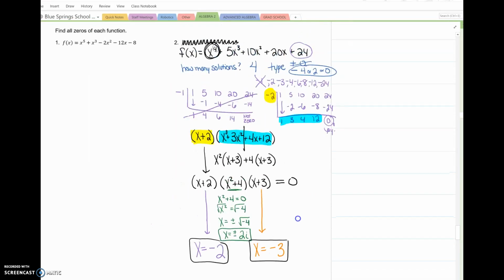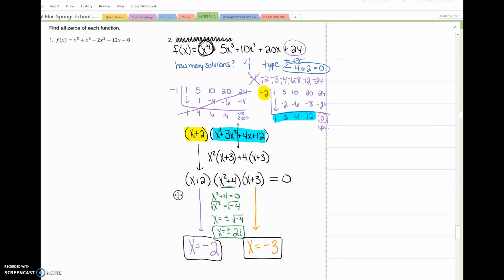Descartes' rule of signs told us how many possible positive or negative real solutions. There were only 2 real negative solutions. So Descartes' rule of signs said there would be 4 or 2 or 0. We had 2 negative solutions that are real numbers, and then the other 2 were imaginary solutions.